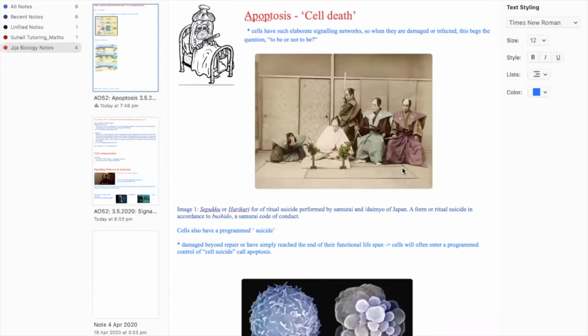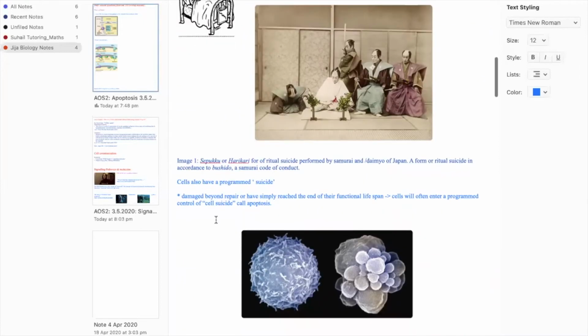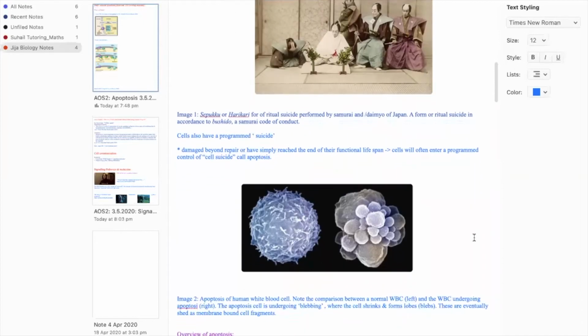I'm not too sure if you know about seppuku, which is a ritual suicide performed by a samurai, and it is performed in accordance with the Bushido, which is a samurai code of conduct. In that same way, cells have a programmed suicide where they sacrifice themselves for the greater good of the whole body. Cells also have a lifespan as well, so once they reach the end of their lifespan, they will often enter apoptosis as well.